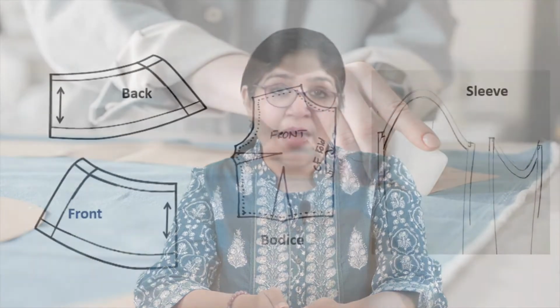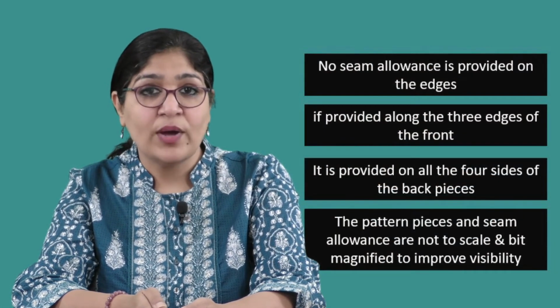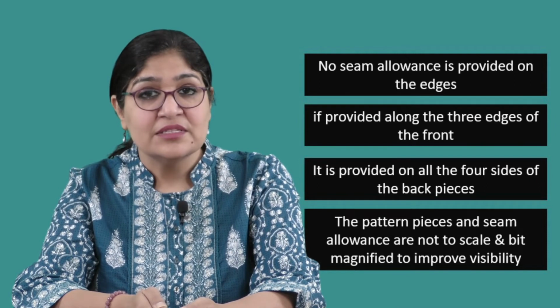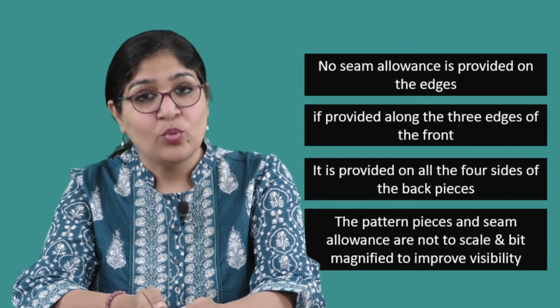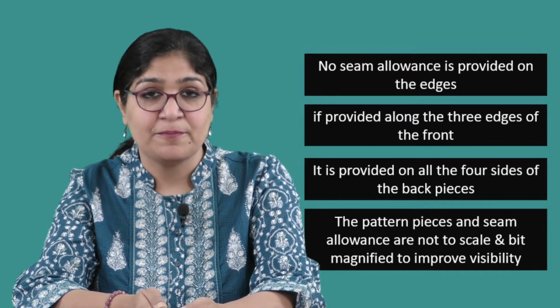For example, back and front side seam will have the same seam allowance since they have to be attached together. Similarly, the armhole at the bodice and sleeve should also have the same seam allowance since they have to be attached together. One thing to remember is that no seam allowances is provided on the edges which are cut on fold. In our case, seam allowance is provided along the three edges of the front, while it is provided on all the four sides of the back pieces.